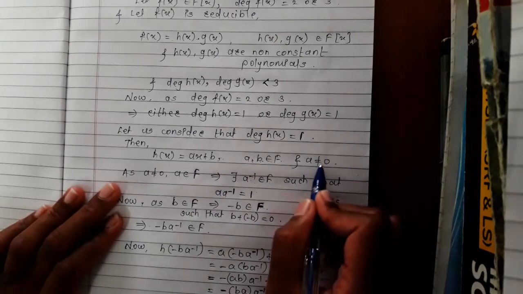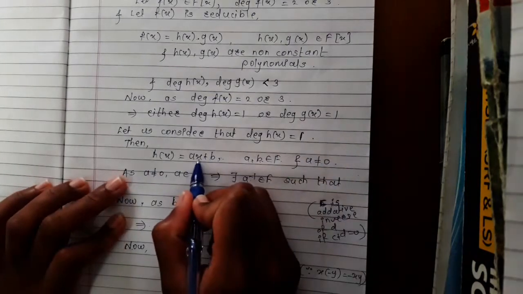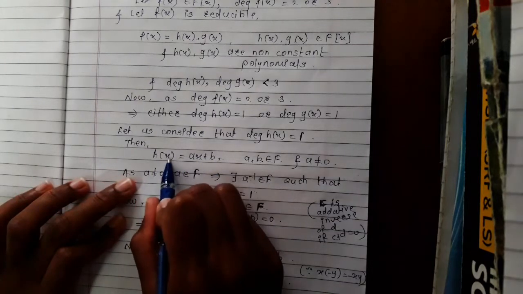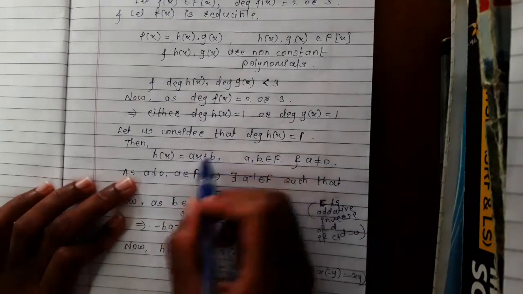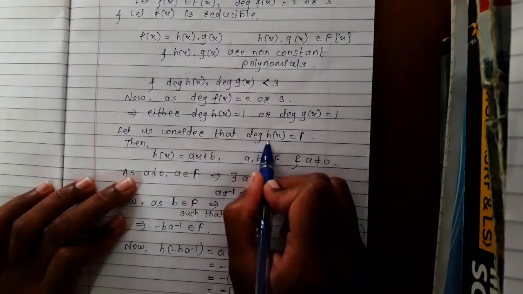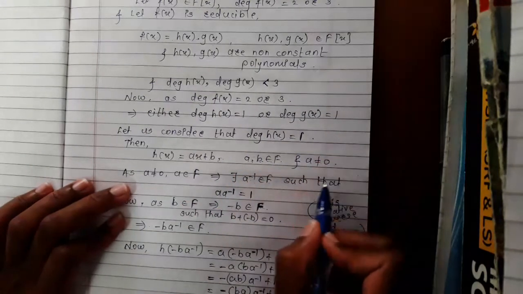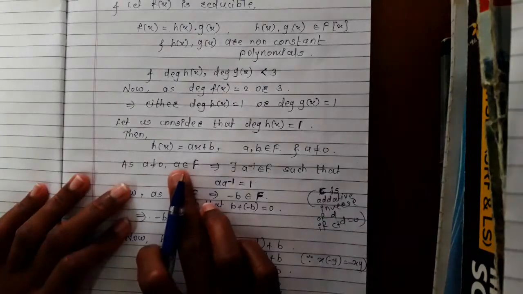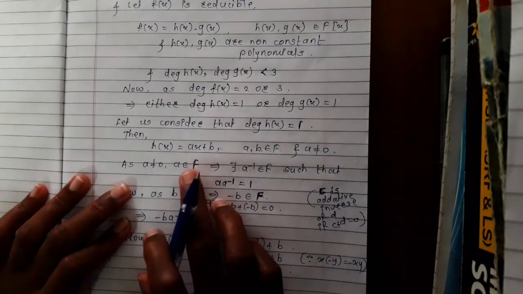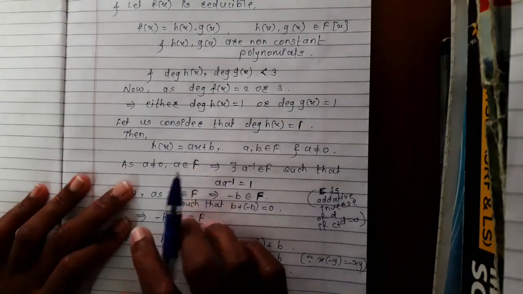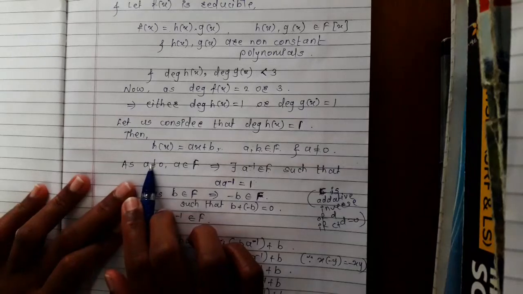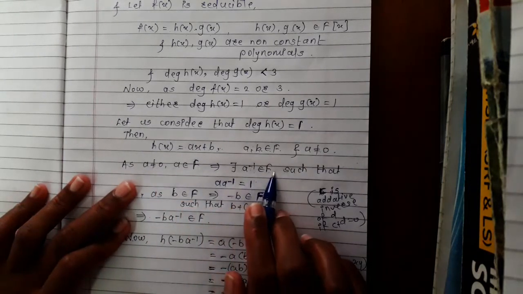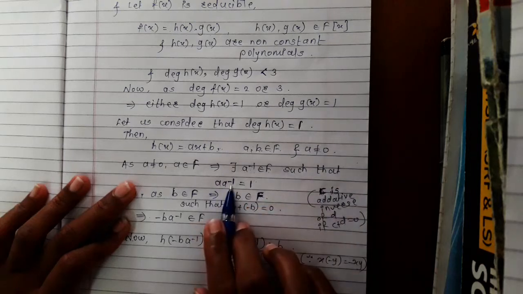a is not equal to 0 because if a is equal to 0, then h(x) is equal to b. That is, the degree of h(x) is equal to 0, which is a contradiction to the degree of h(x) being equal to 1. Therefore, a is not equal to 0. As a is not equal to 0 and a is a member of field F, we know that in field F, for every non-zero element there exists a multiplicative inverse. So this implies that there exists a inverse belonging to F such that a times a inverse is equal to 1.